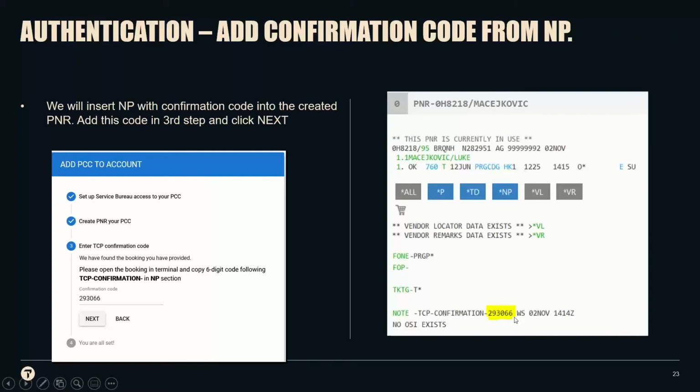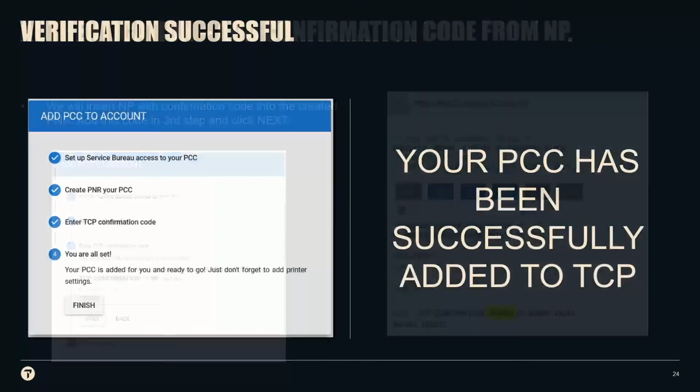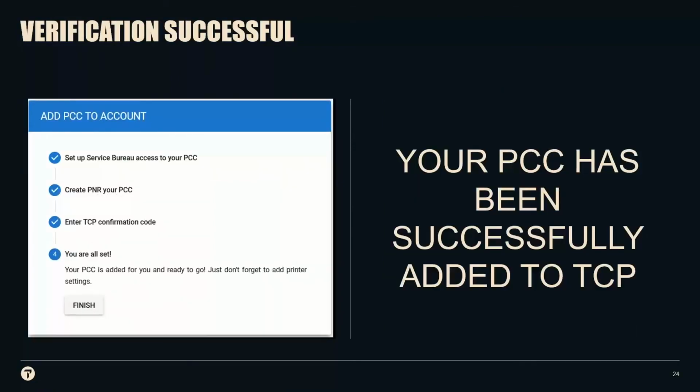It will be a 6-digit number. And in order to finish adding the pseudo city code, they have to rewrite this 6-digit number into the TCP. That's how we verify that the customer has access to this pseudo city code. Clicking on next, the PCC has been successfully added to TCP.